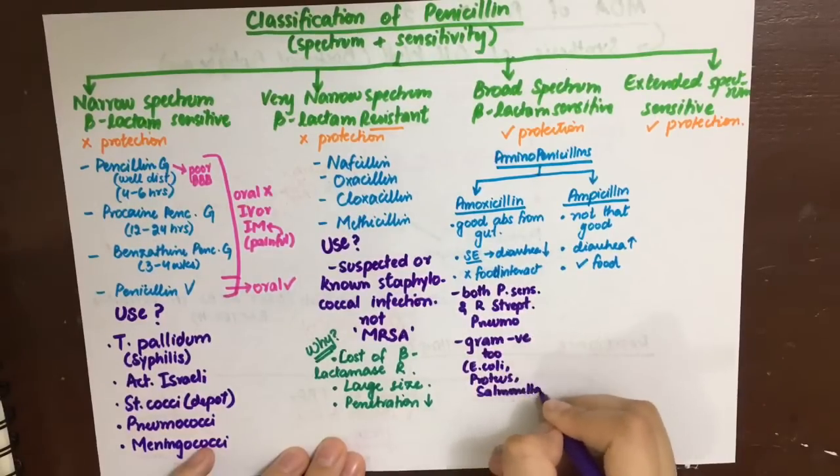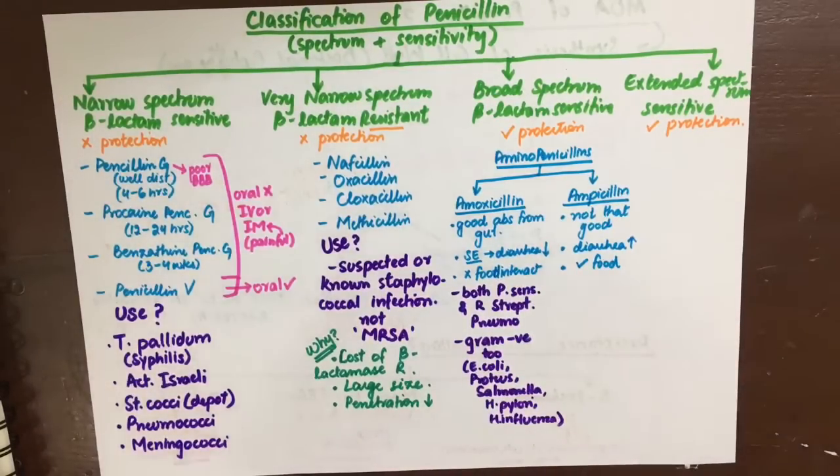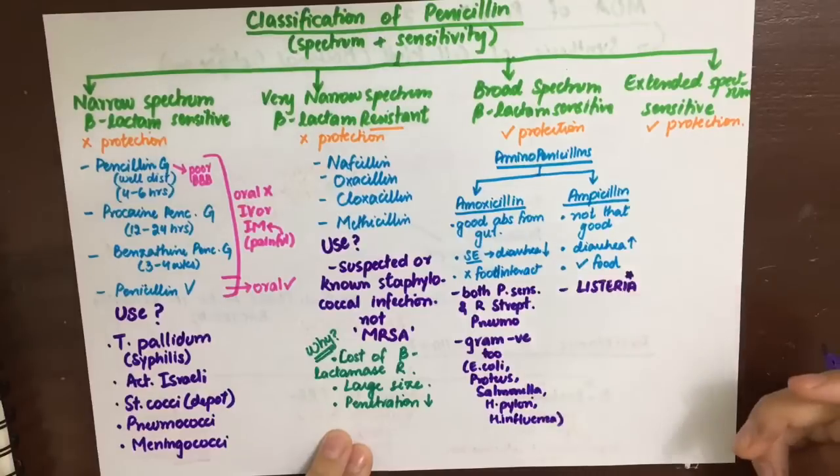For ampicillin, if you don't remember anything, just remember Listeria. Along with Listeria, ampicillin can also be used in treatment of the dysentery that is associated with shigellosis.